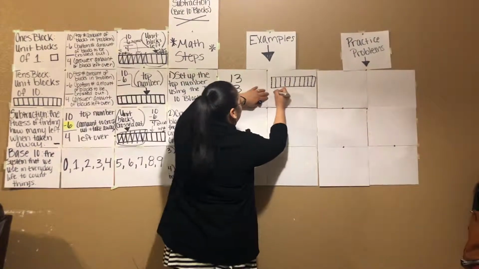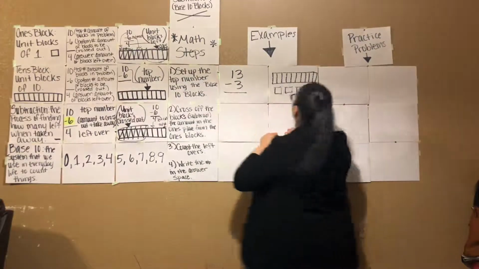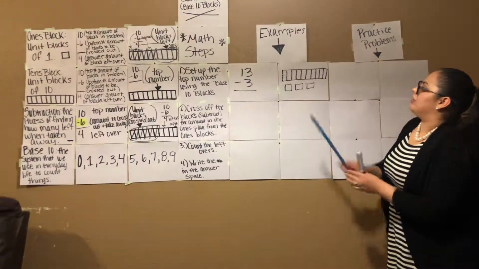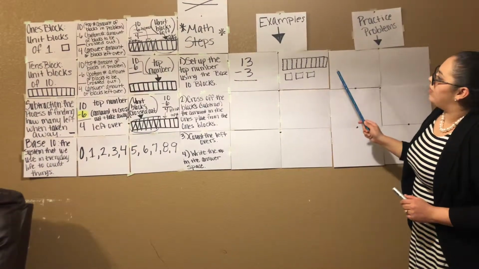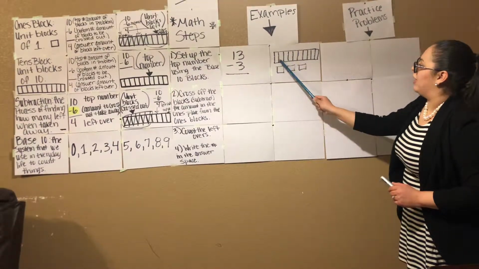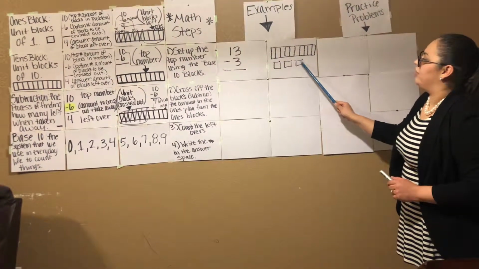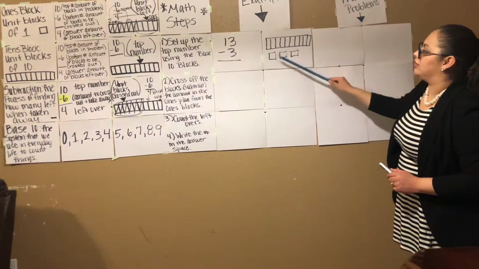So there's 10, 1, 2, 3. So we have our top number, 13, which is the total amount of blocks in a problem. 13 is our top number. We have 10, 11, 12, 13. We used our tens blocks and our ones blocks to make 13.